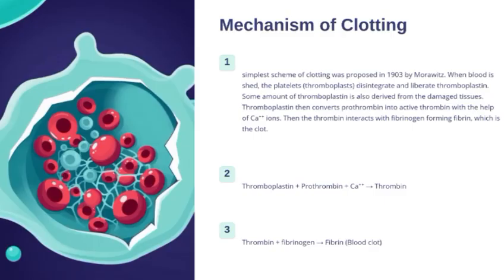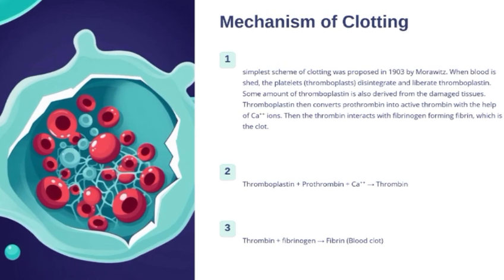Mechanism of clotting. The simplest scheme of clotting was proposed in 1903 by Morawitz. When blood is shed, the platelets, also known as thromboplastids, disintegrate and liberate thromboplastin. Some amount of thromboplastin is also derived from the damaged tissue. Thromboplastin then converts prothrombin into active thrombin with the help of calcium ions. Then the thrombin interacts with fibrinogen, forming fibrin, which is the clot. Thromboplastin plus prothrombin plus calcium ions is converted into thrombin. Thrombin plus fibrinogen is converted into fibrin.